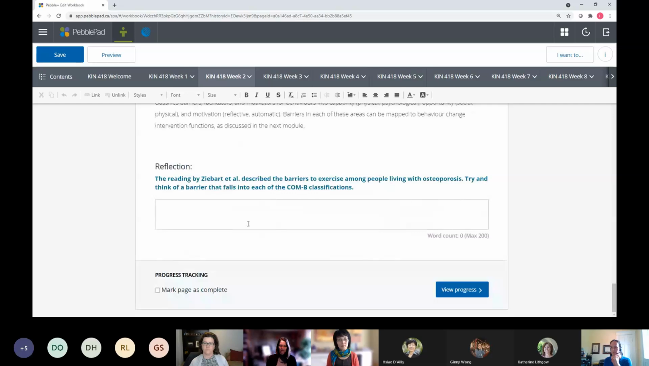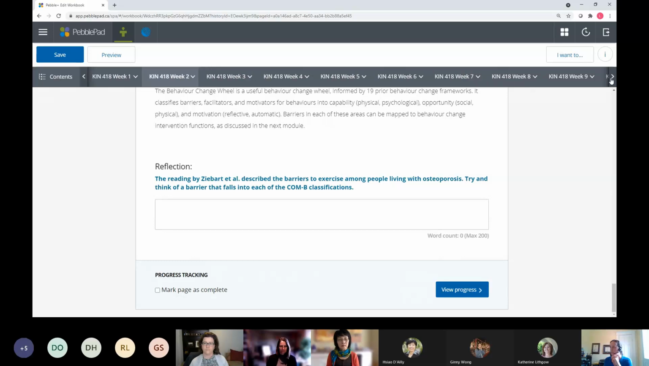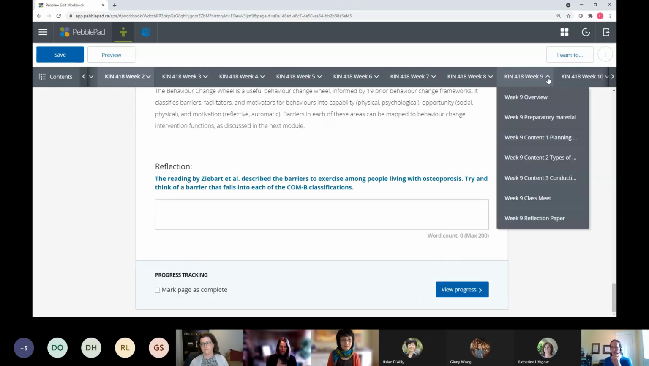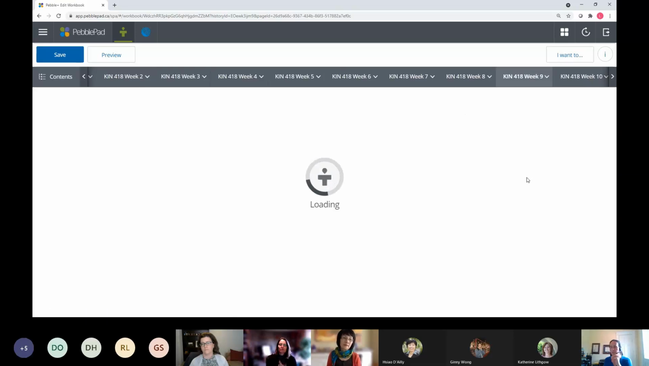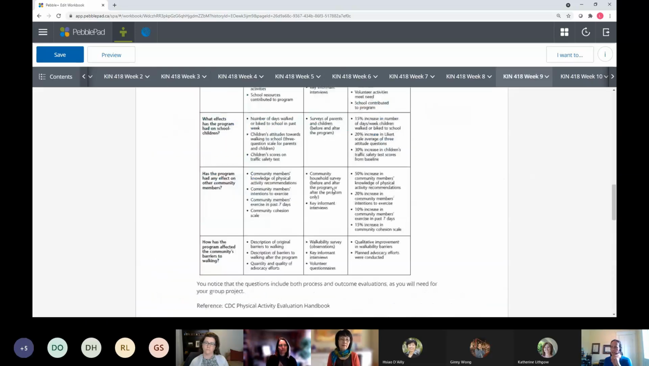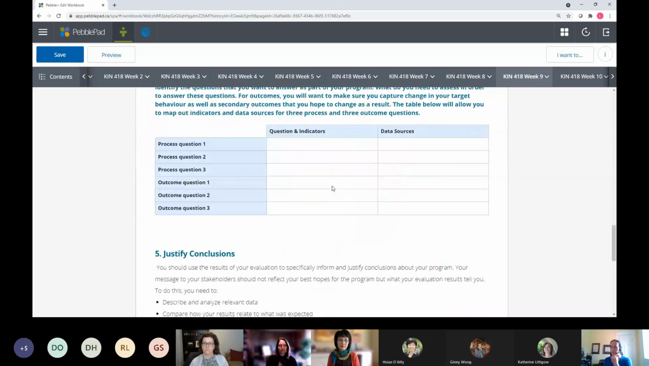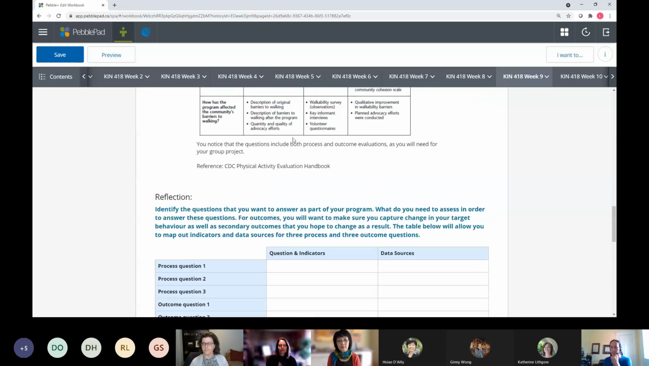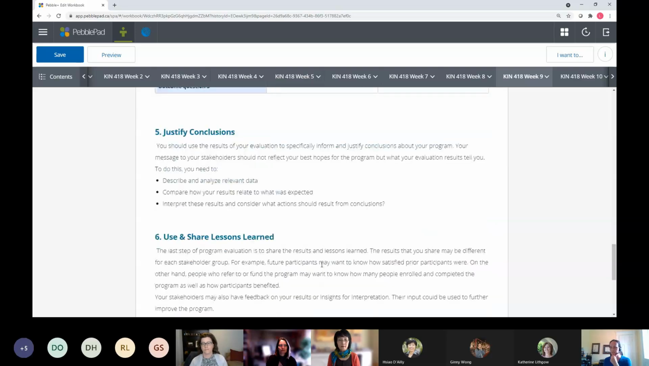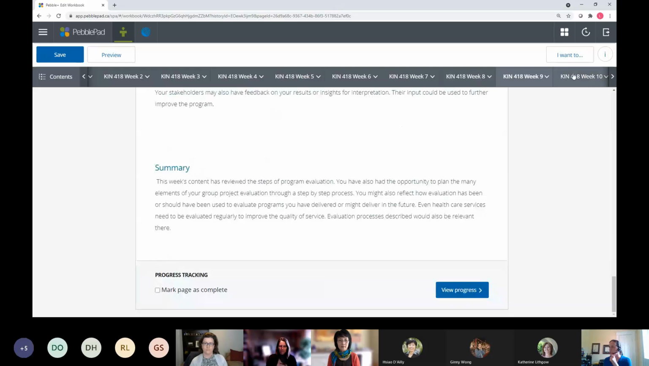And then again, a summary and a reflection at the end. Typically it was open-ended, but sometimes I used a bit more of a structured approach. So I'll just show this week was about program evaluation. In this context, I gave them some tables, and there are different tables for each content so that they could map some questions from their group project to what they had just learned about the content. So they could map through and build their group project within the page. And then I guess I'll just show at the end.